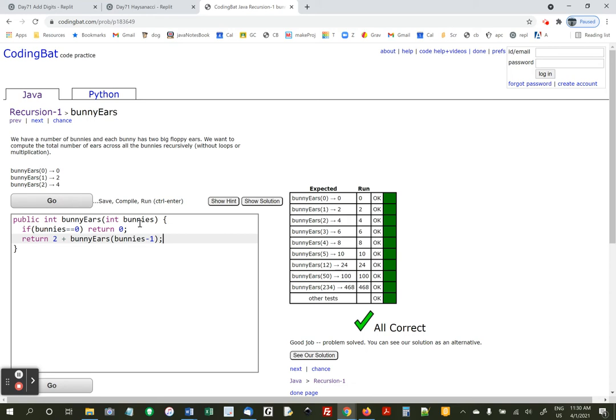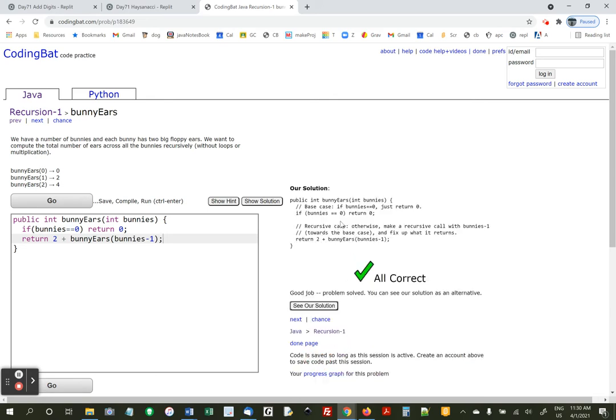Sweet. Yeah, so say we send over 2. It first calls this with 2, and it returns 2 plus, and then it calls it with 1, and the 1 returns 2 plus, calls it with 0, and then the 0 returns 0. So then it's 2 plus 2 plus 0, and we get the proper answer 4. I love that they tested it with 234 and they got 468. Oh, and they even give you a full solution. Let's see. Yeah, it's exactly the same as mine.